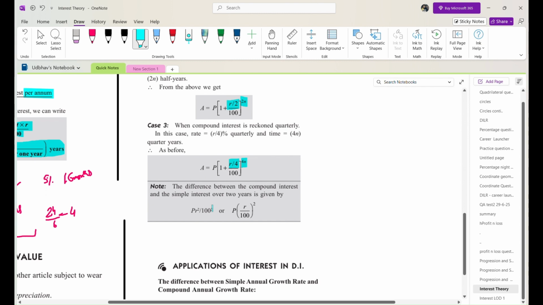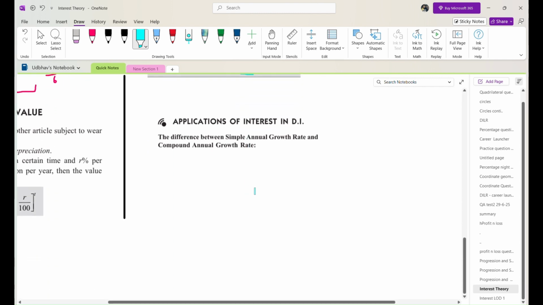The difference between the compound interest and the simple interest over 2 years is given by... So yeah, maybe we can just use this in some numerical directly. So now, applications of interest in DI, data interpretation, not in quants, but yeah, data interpretation.